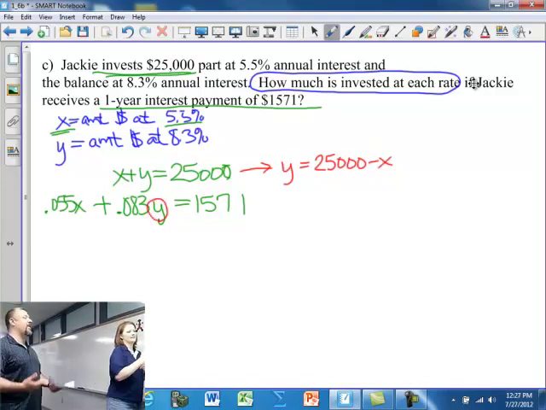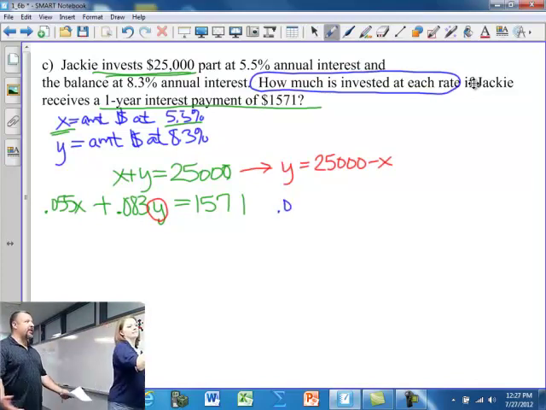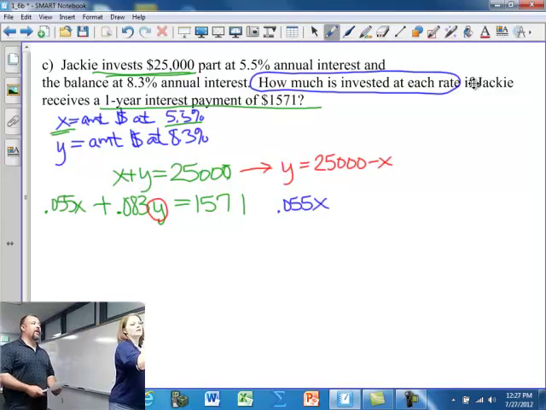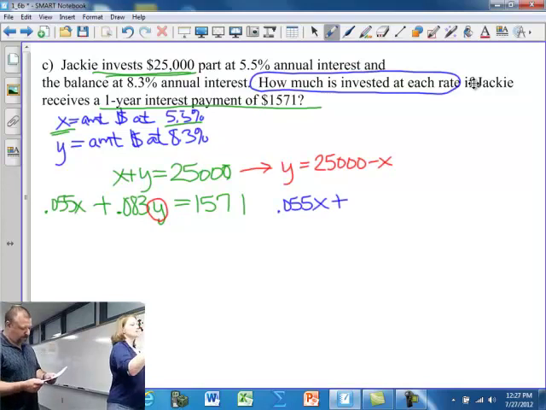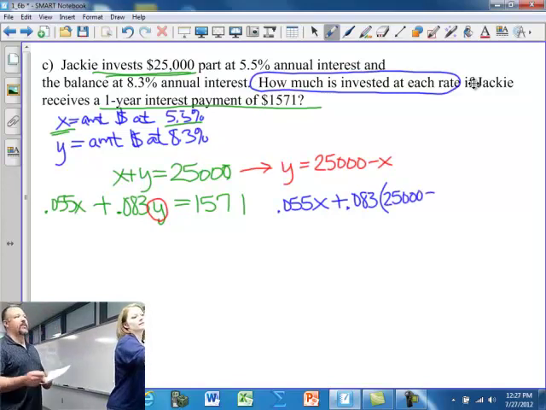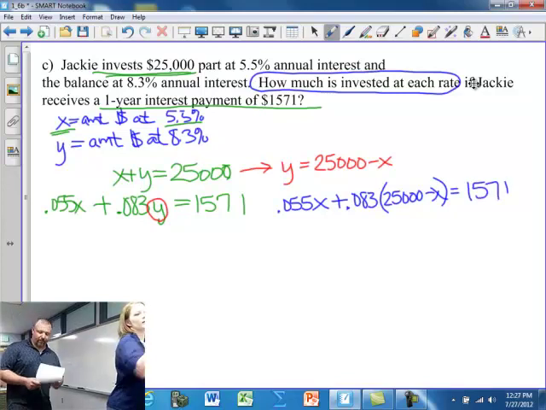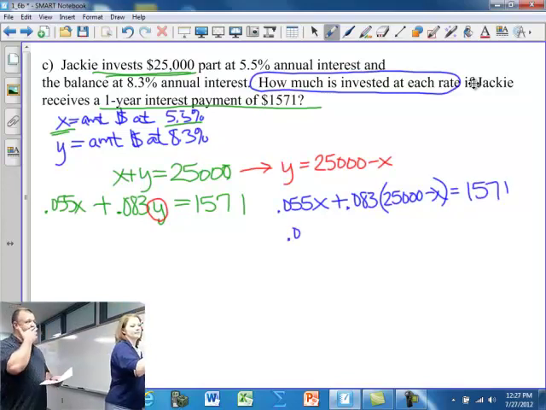Doesn't really matter. 25,000 minus x is y, and what we're going to do is substitute that now into the other equation with a y in it. Okay. I know there's decimals. I know there's 4 or 5 digit numbers, but just use your calculator. Just make sure you show your work. So we're going to have 0.055x plus 0.083 times y, which now is going to be replaced with 25,000 minus x. Notice there's a parentheses where the y used to be, and it all equals 1571.